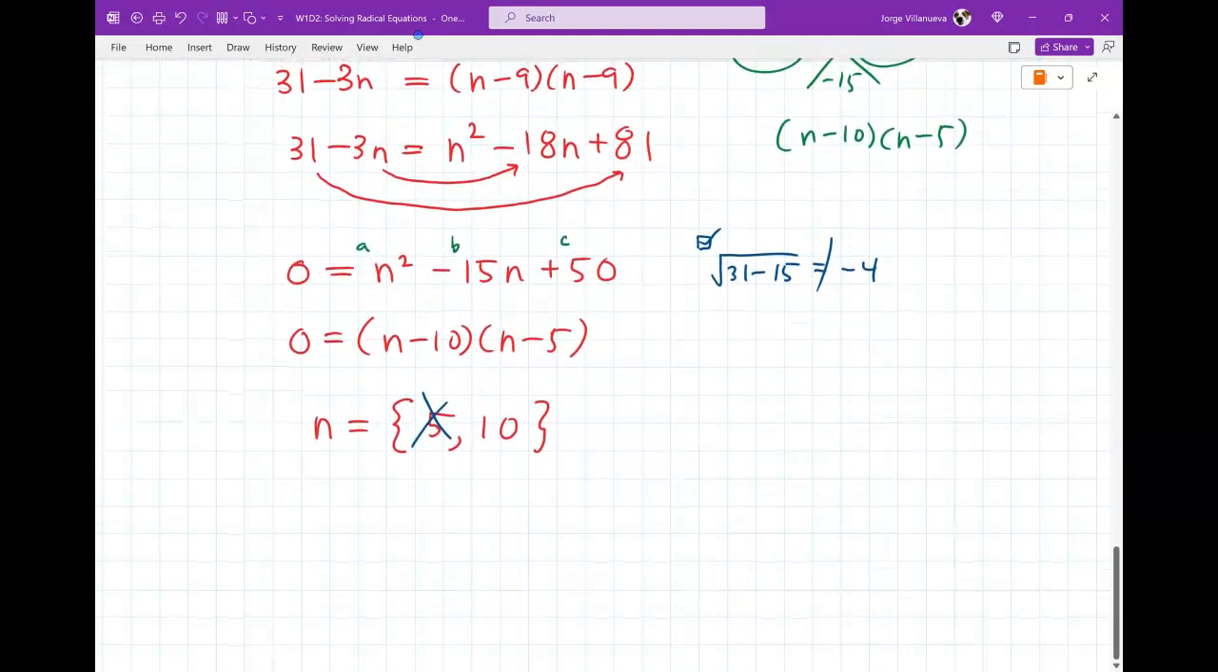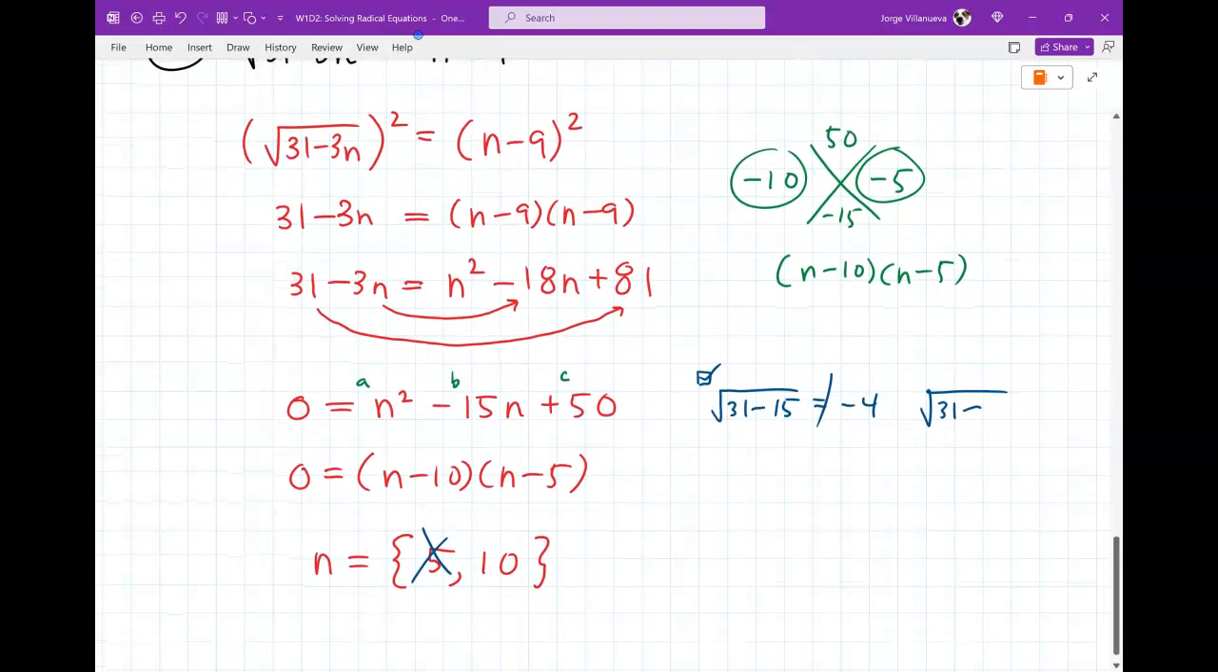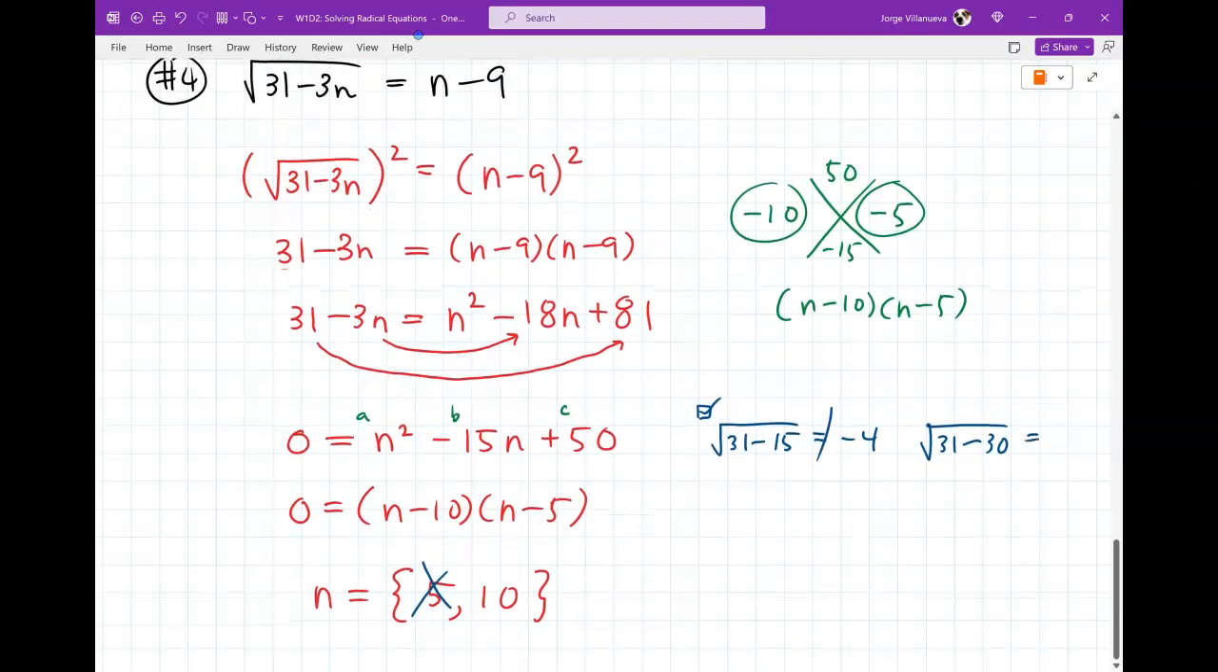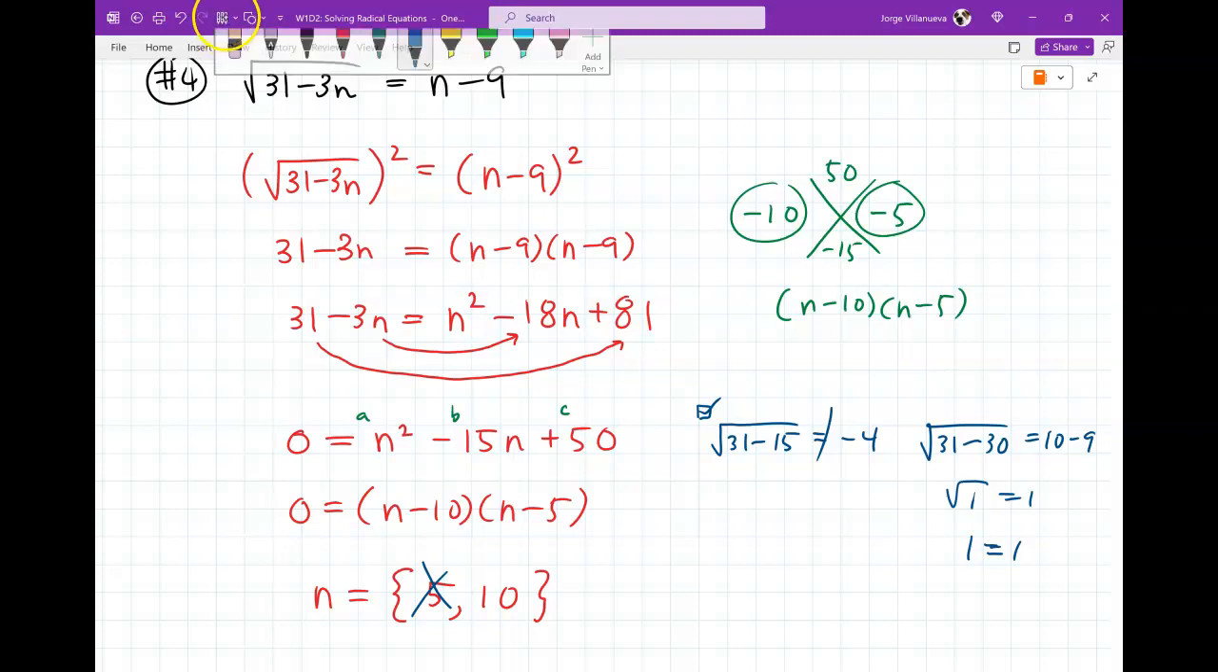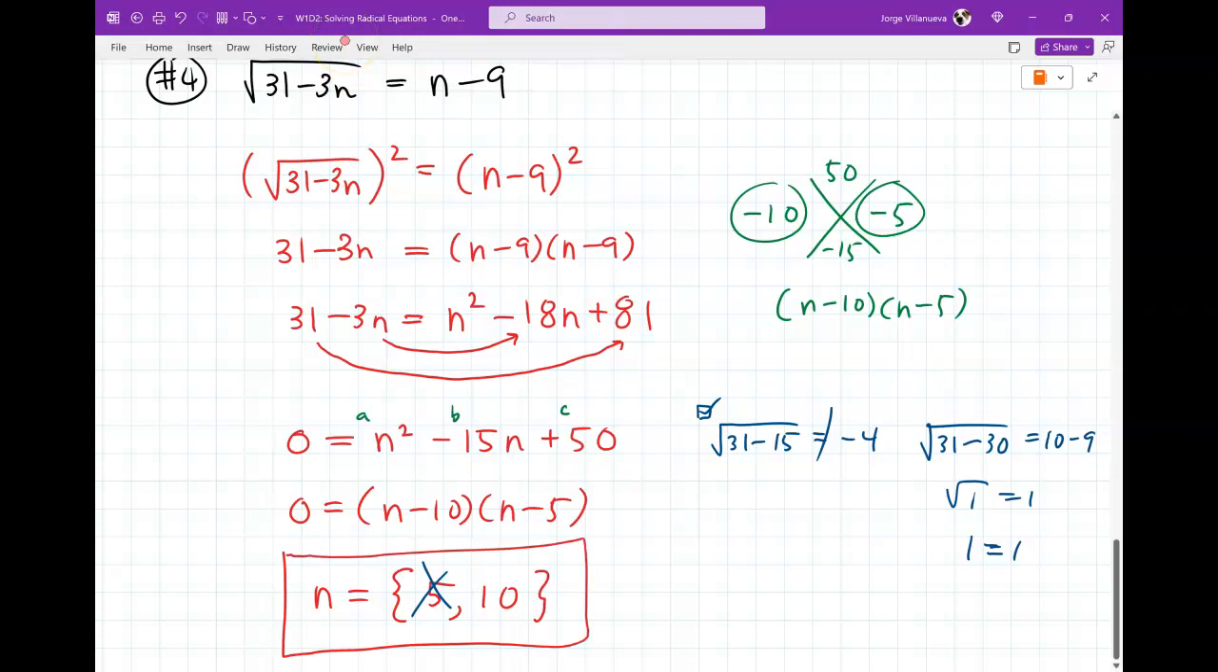So, and then let's do the 10 one here. So square root of 31 minus, what was it, 3 times n, so that's 30, equals 10 minus 9. Well, that's square root of 1 equals 1. So that's okay. 1 equals 1, that's good. So 10 will be my solution. Okay, just 10. I'll leave it like this with the crossed out answer right there just to remind you about excluded values. So that's what you guys are doing for homework today. It's just practice, all right?